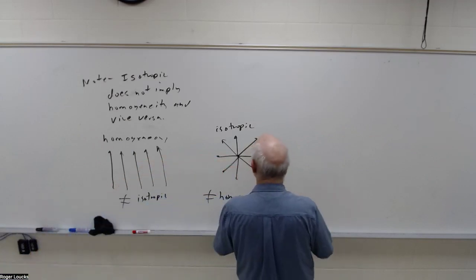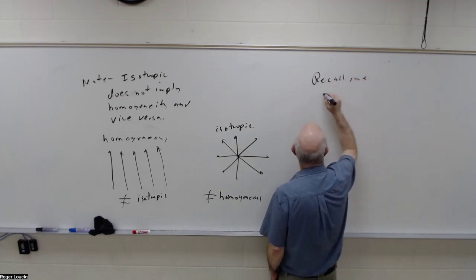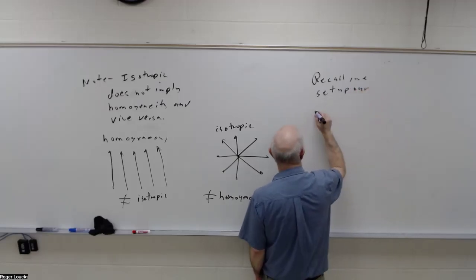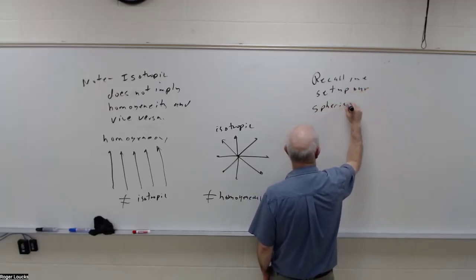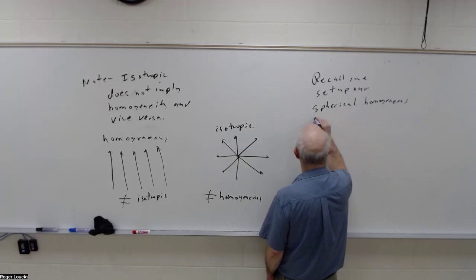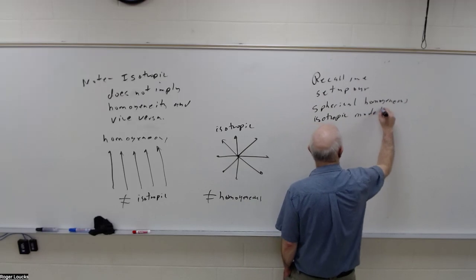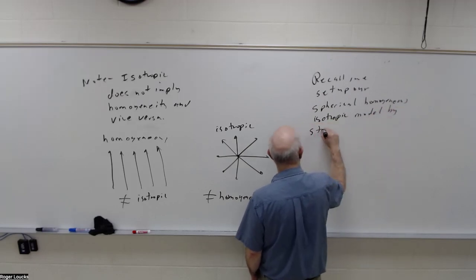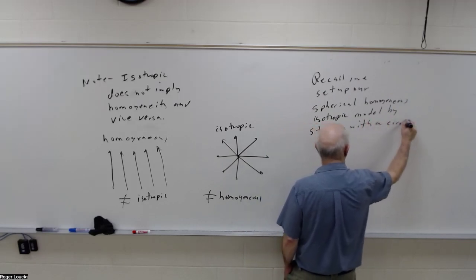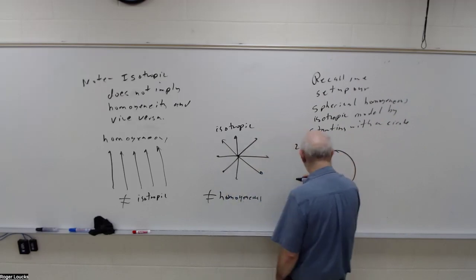Okay, so that said, let's recall what we did. We set up our spherical, homogeneous, isotropic model by starting with a circle. So we had this 2D case. Here's a circle like this.